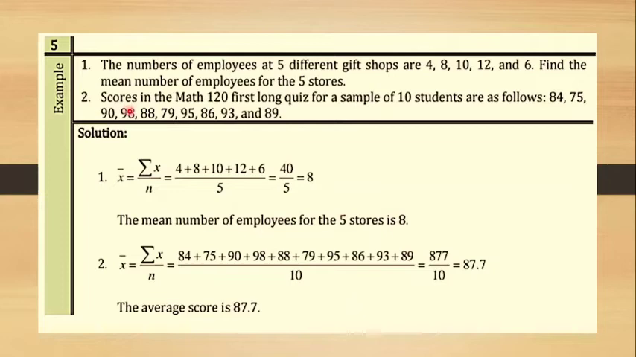Example number 2. Scores in Math 120 first long quiz for a sample of 10 students are as follows: 84, 75, 90, 98, 88, 79, 95, 86, 93, and 89. So, we use the same formula for ungrouped data.